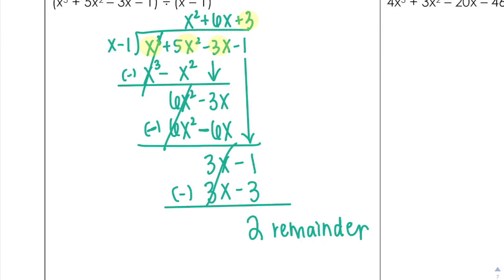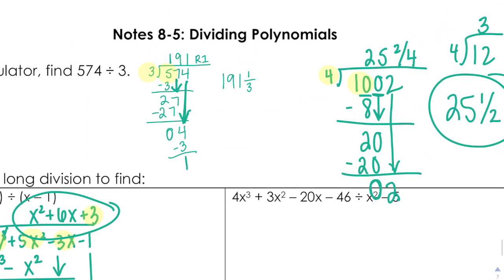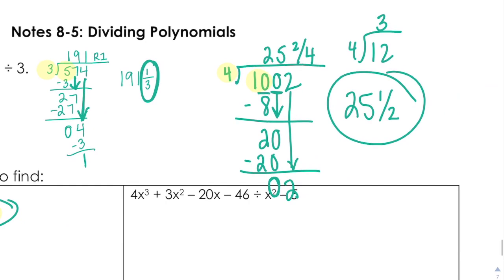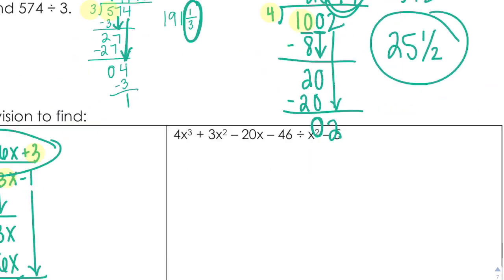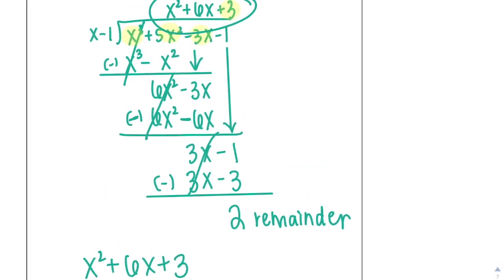So when I go to write my answer, what's the long polynomial divided by x minus 1? It's this: x squared plus 6x plus 3. But I have to include that remainder. Like up here, I included the 1/3 because it was divided by 3. Over here, I included 2/4 because it was divided by 4, which reduced to 1/2. Here, my remainder is 2, so I'm going to add in that 2, my remainder, divided by what I was dividing by, x minus 1. And that's my answer.